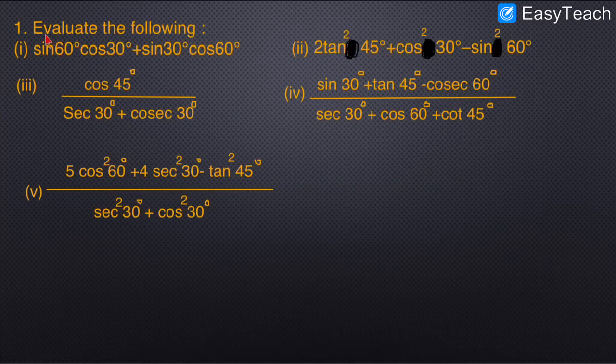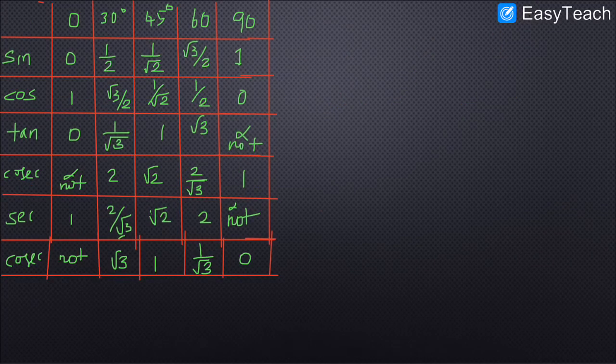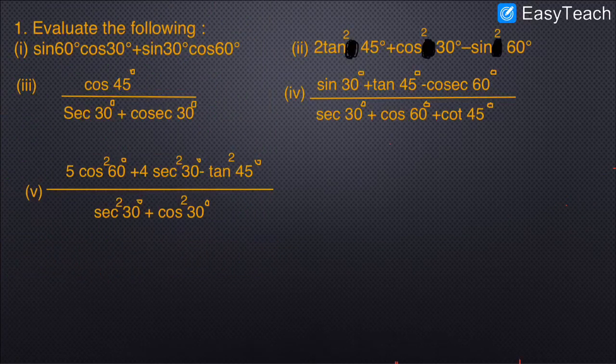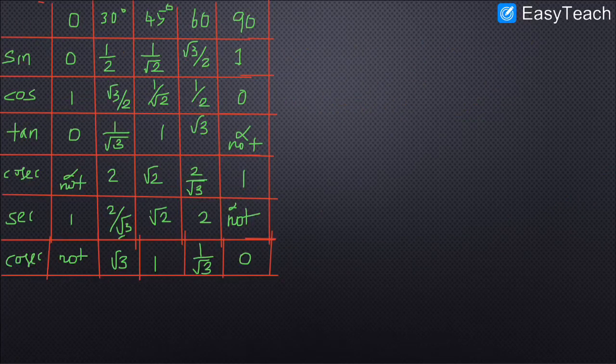So first question, evaluate the following: sin 60 degree cos 30 degree plus sin 30 degree cos 60 degree. For solving this, look at the trigonometric table. Question is sin 60 degree. For sin 60 degree, it is root 3 by 2. So I write root 3 by 2.